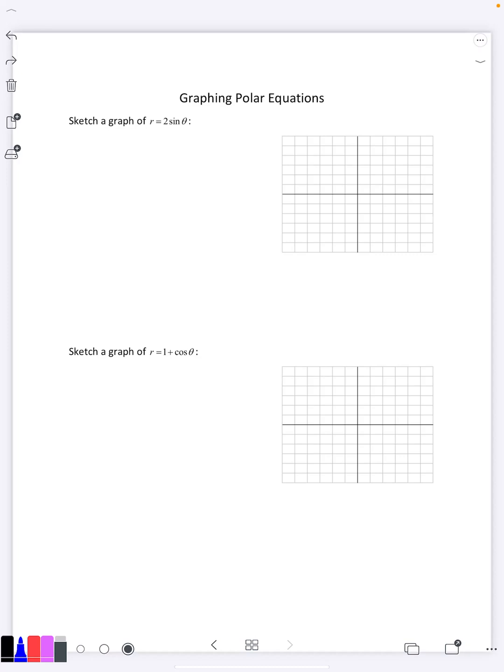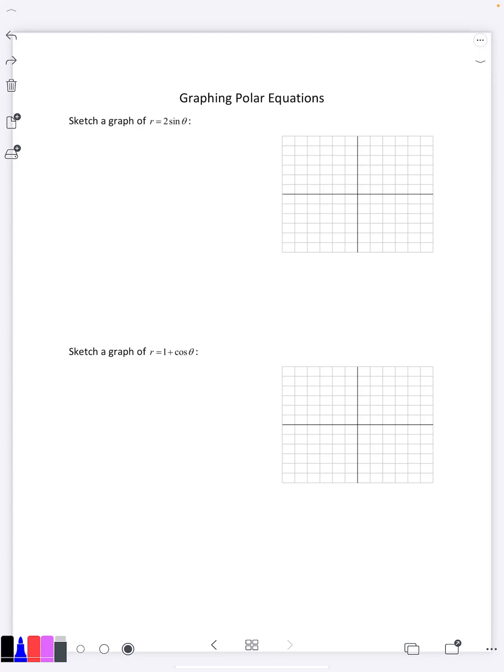In this video, we're going to learn how to draw a graph of an equation that's already written in polar coordinates. These are called polar equations. Now, sometimes you could just take your equation, convert it to x and y, and then graph it. And if so, feel free to do that.